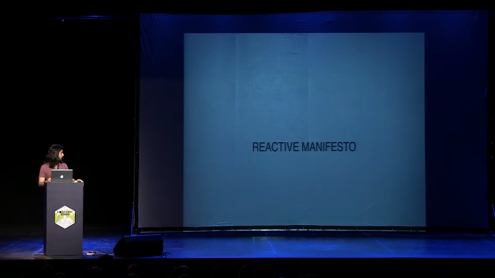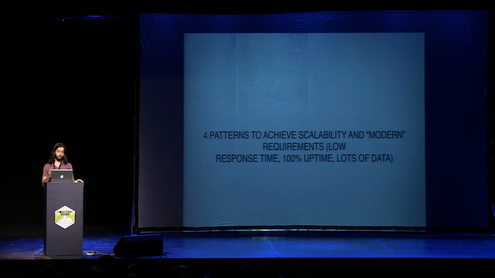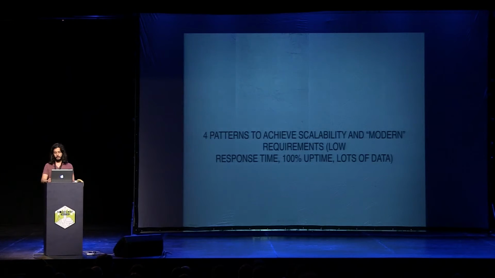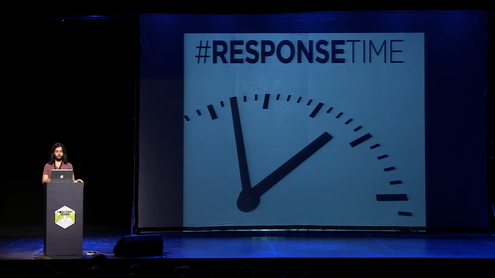So to solve these problems, a bunch of people created what they called the Reactive Manifesto. The Reactive Manifesto is basically four patterns to achieve scalability and the modern requirements, like low response time, no downtime, and handling lots of data. And the first pattern is responsive. Reactive systems are responsive, and being responsive means being capable of giving response in a constant and low time. This way, you have a better quality of service in your system.